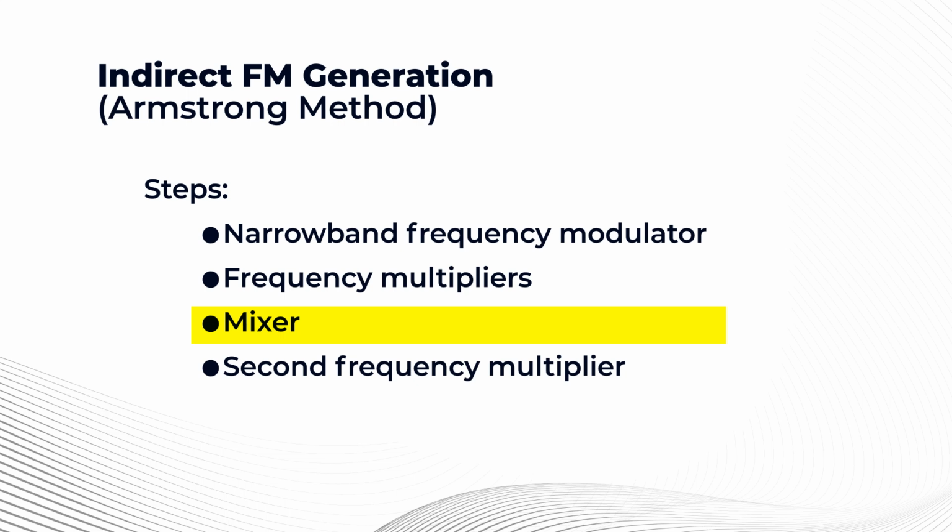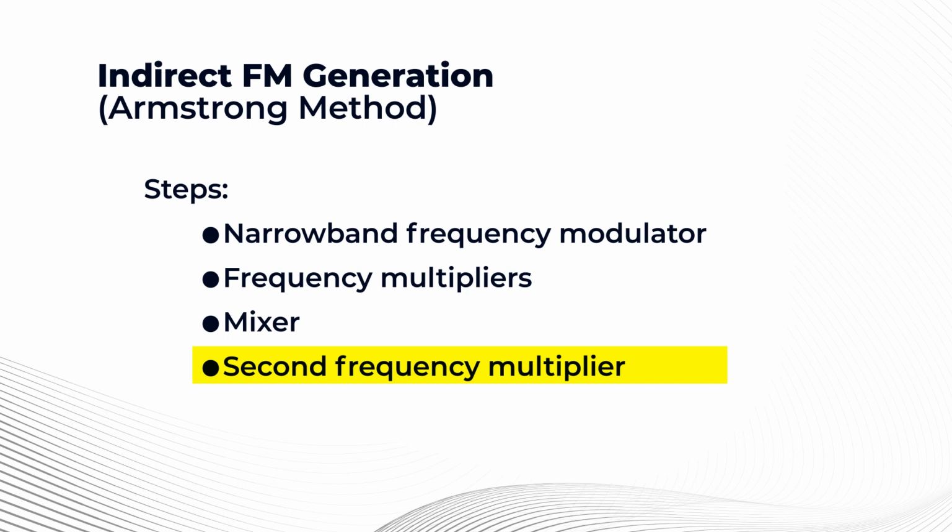This is achieved by combining the wideband FM signal with a stable carrier signal from a crystal oscillator. There is a frequency shift. The mixer outputs a frequency shifted wideband FM signal. This means that the FM signal is now centered around a new carrier frequency which is suitable for transmission. The frequency stability of the crystal oscillator ensures that the final FM signal maintains its inherent carrier frequency.